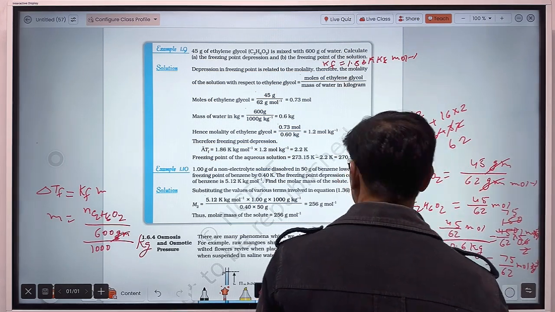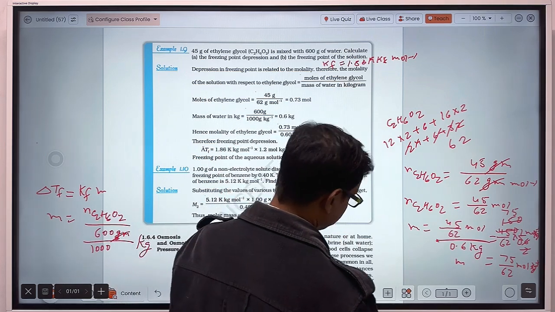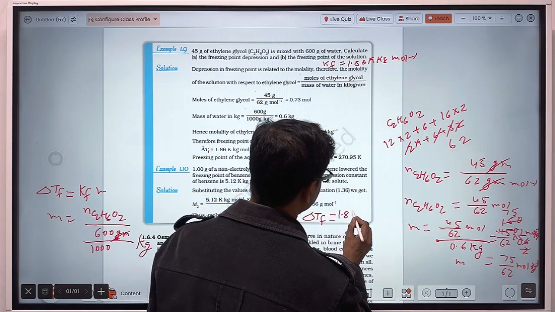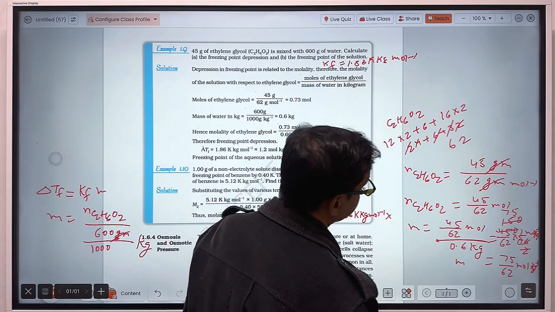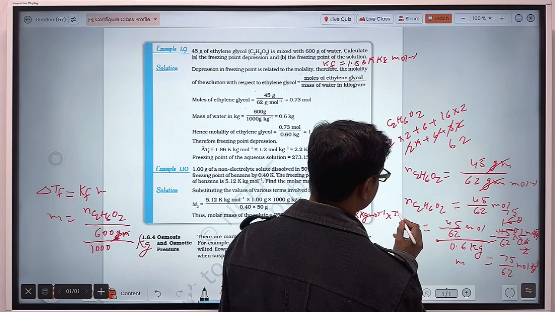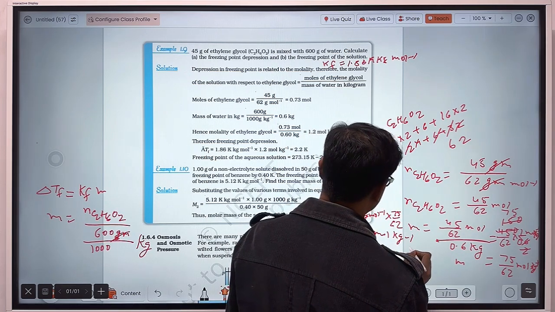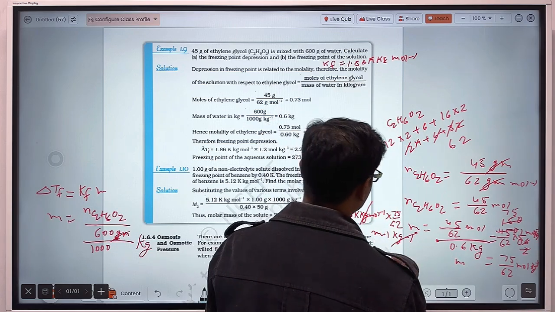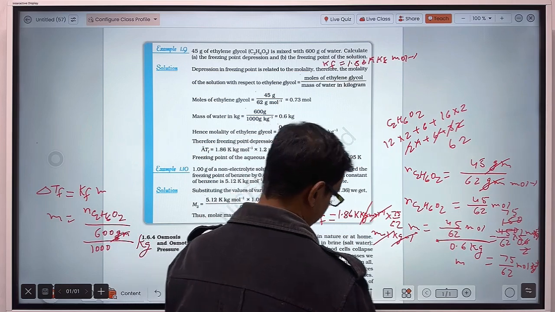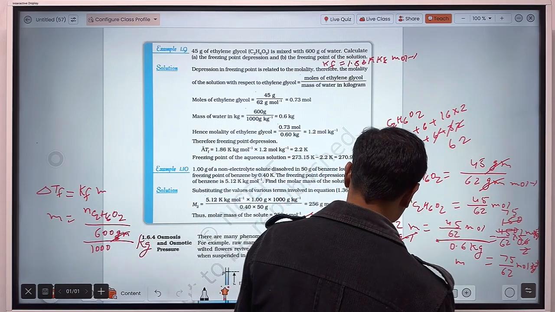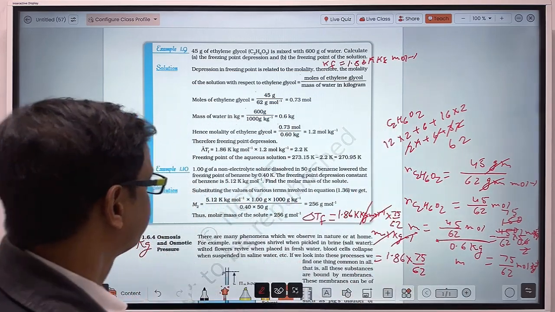That is the molality. So the depression in freezing point, delta Tf, will equal Kf, 1.86 Kelvin kg per mole, into 75 upon 62 mole per kg. Kg cancels out, mole and mole inverse cancel out, and that will be Kelvin. So that will be equal to 1.86 into 75 upon 62. Okay, solve this one.